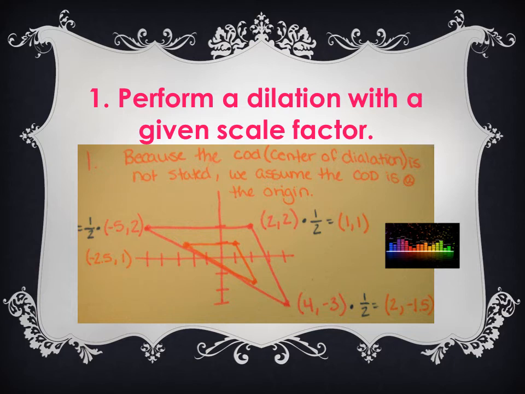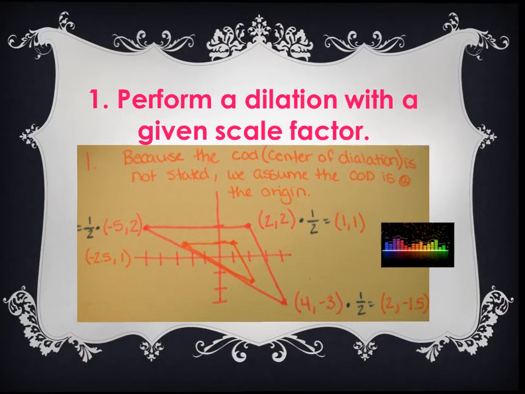We can assume that the center of dilation is at the origin because it is not stated. Therefore, we just plot these new points, negative 2.5 and 1, 1, 1, and 2 and negative 1.5 to give us our new dilation.